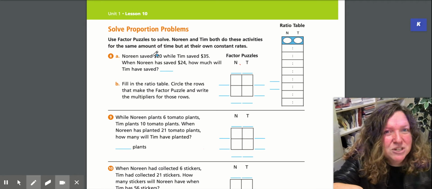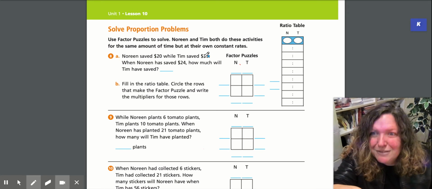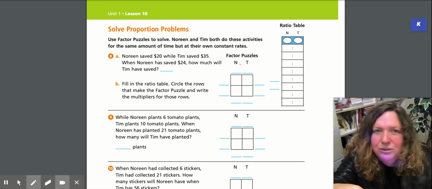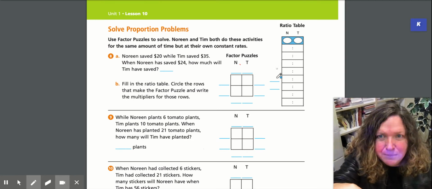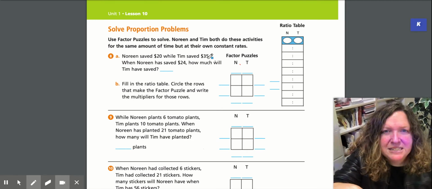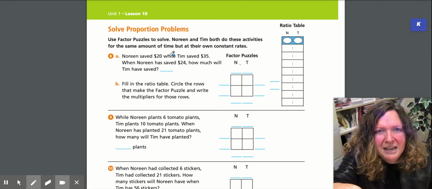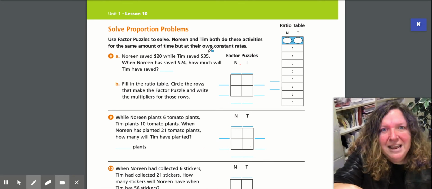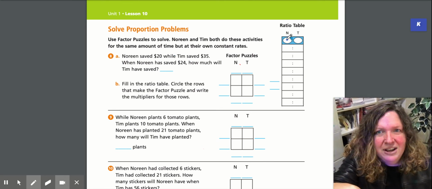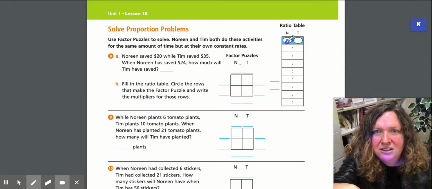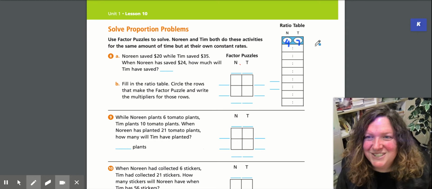Now, when I hear 20 and 35, I know that's not going to be the basic ratio because I know both of those numbers, 20 and 35, are both divisible by 5. So I know those are not the basic ratio. They're somewhere in the ratio table, but not the basic. So I'm going to divide them both by 5 and get 4 and 7. Now, I know 4 and 7 aren't divisible by anything else, so 4 and 7 are my basic ratio.